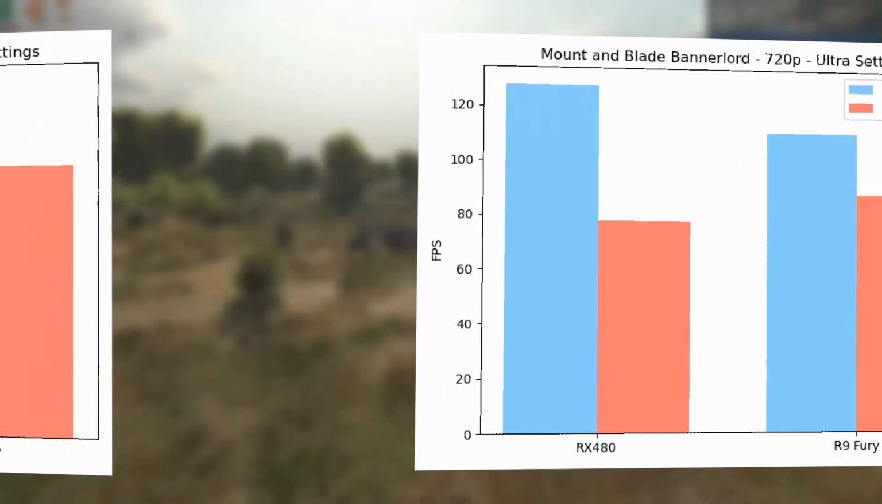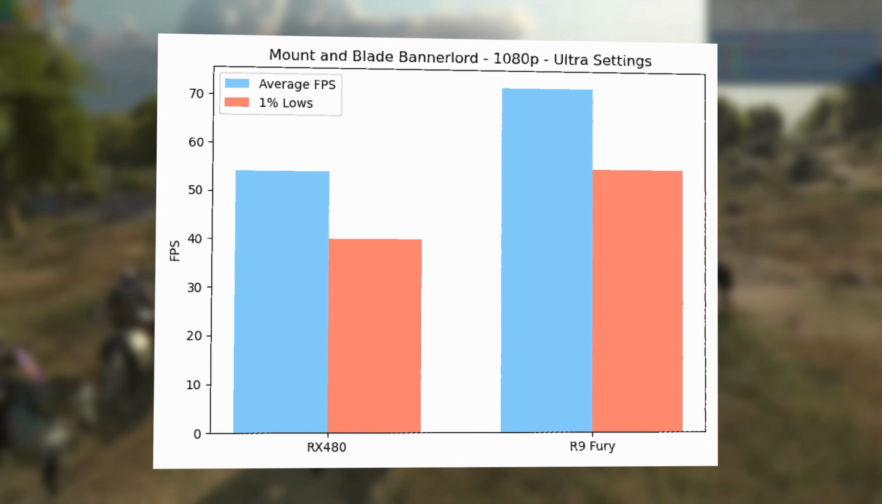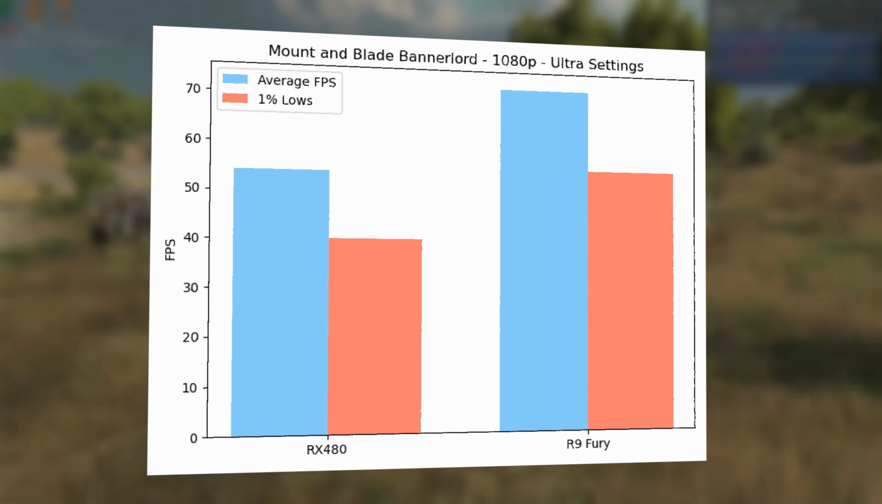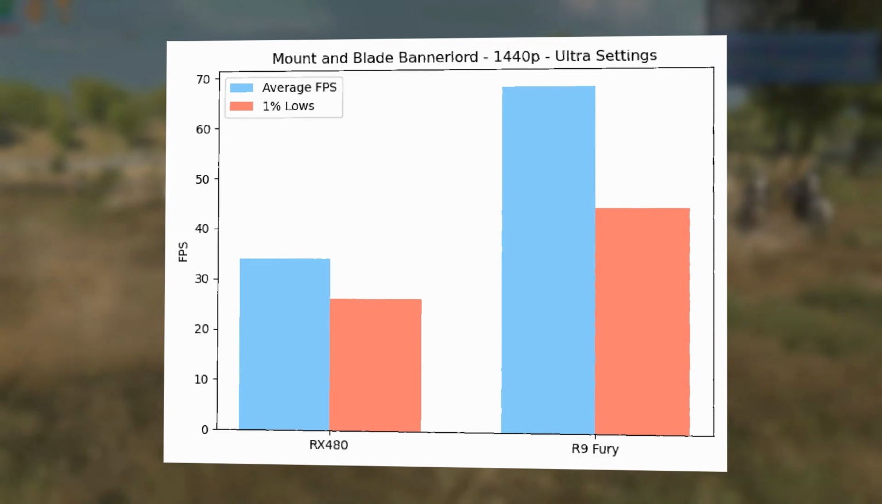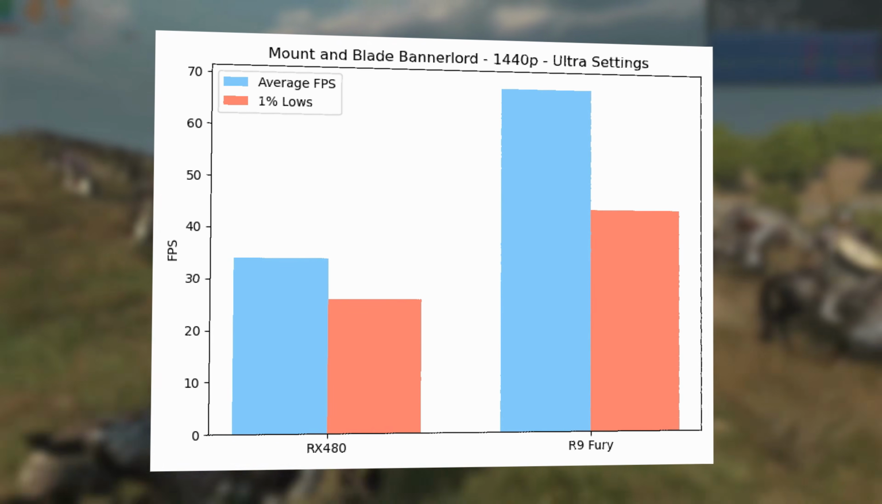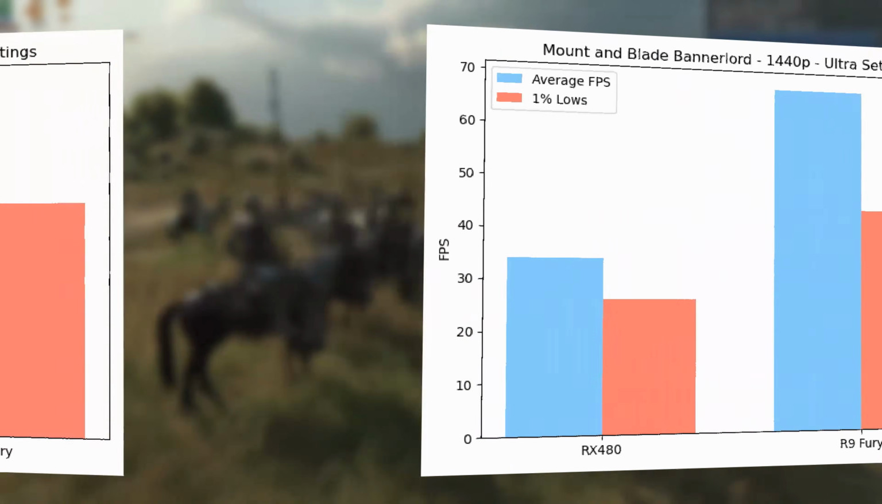Moving up to 1080p, and the reverse is seen. The RX 480 begins to struggle, and the R9 Fury is maintaining over 70 FPS on average. Moving on again up to 1440p, and the RX 480 is dipping into the realms of just about playable, whereas the R9 Fury is seeing over 60 FPS. And then once again in 4K, we see the R9 Fury.